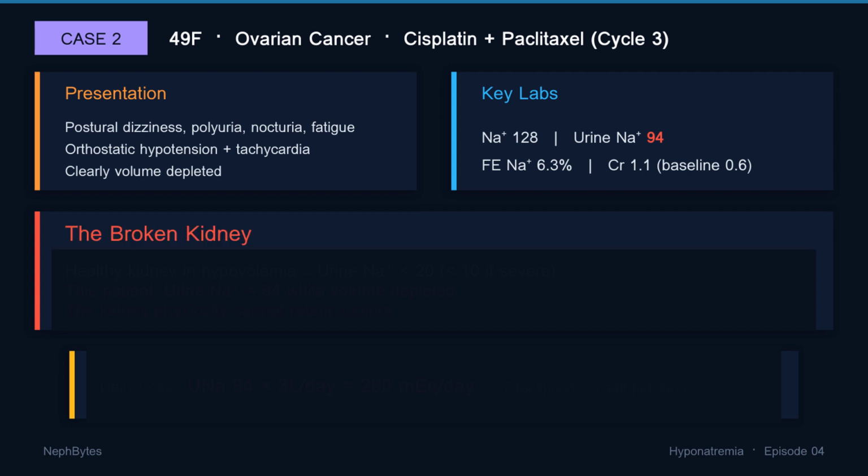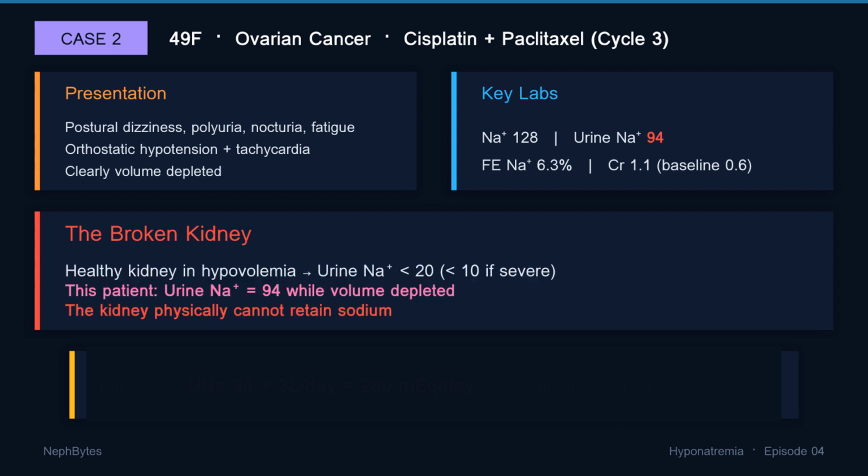Stop at that urine sodium for a moment. 94 in a volume-depleted patient. A healthy kidney in a volume-depleted patient holds on to every milliequivalent of sodium it can. Urine sodium should be below 20. Below 10 if the depletion is severe. A urine sodium of 94 in a hypovolemic patient means the kidney is broken. It physically cannot retain sodium.